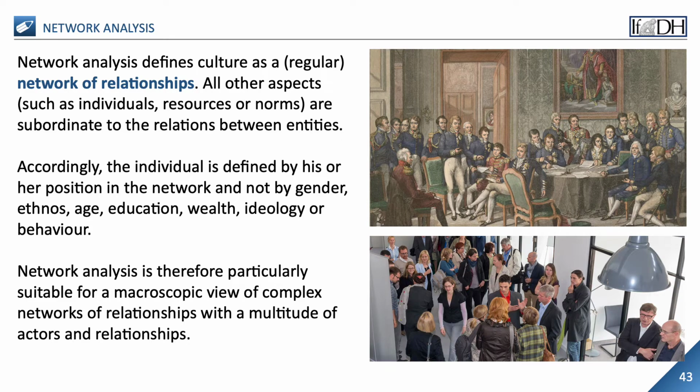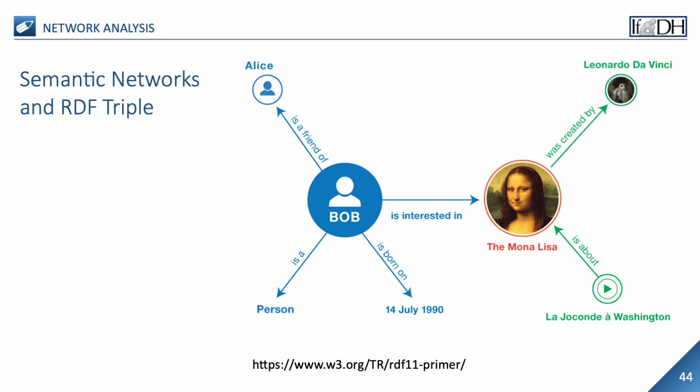Network analysis is therefore particularly suited to a macroscopic view of complex networks of relationships with a multitude of actors and relationships, and is thus ideal for data exploration. The basic element of any network is two nodes connected by an edge, or in other words, two entities linked by a relation. We have already met such triples as RDF triples, which consist of subject, predicate, and object.